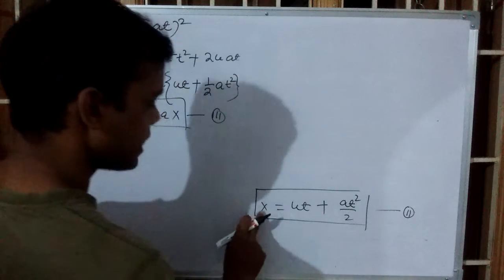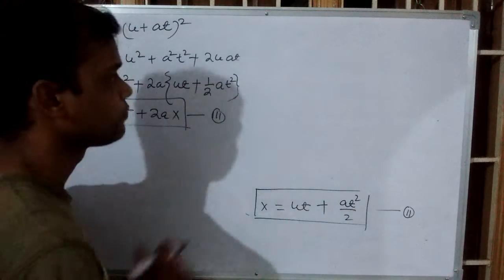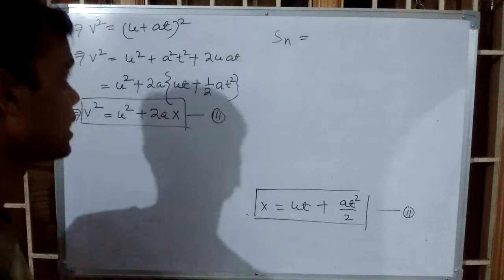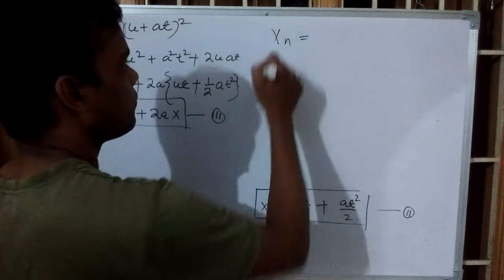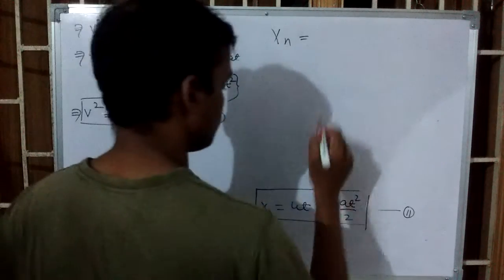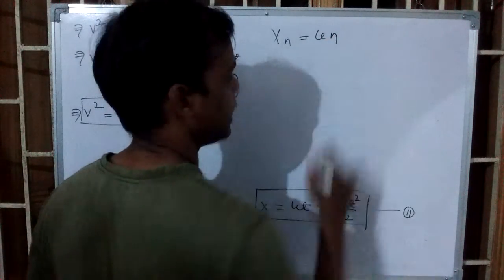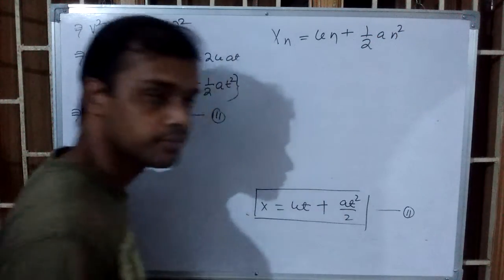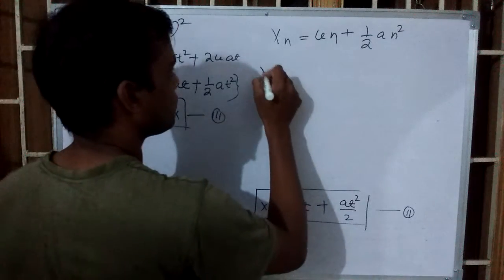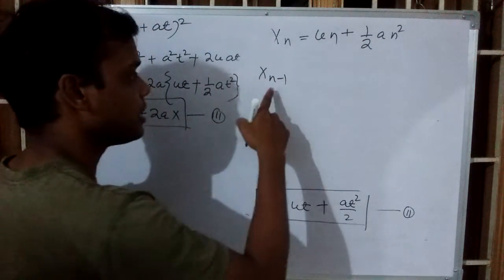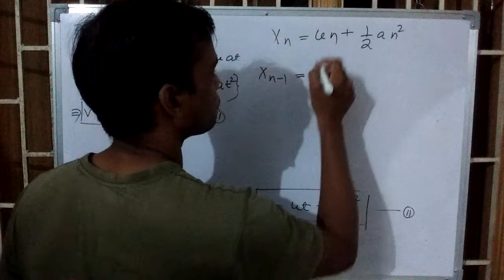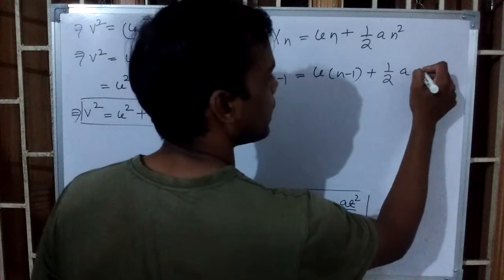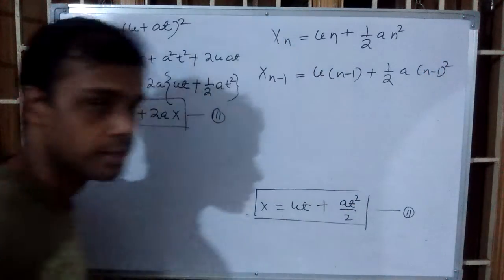You see, x is the distance traveled by the body in t seconds. Let xn be the distance traveled by the body in n seconds. So in place of t I will simply write n. The second term will be half a n square. Now similarly, the distance traveled by the body in n minus 1 seconds will be u times (n minus 1) plus half a times (n minus 1) whole square.